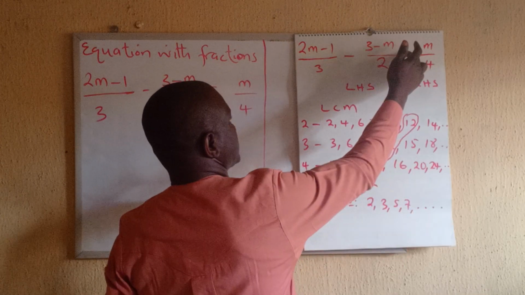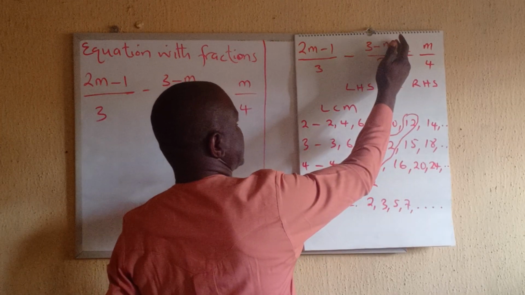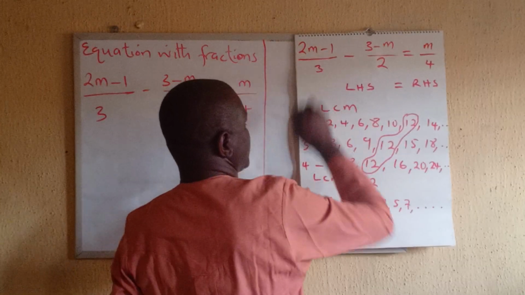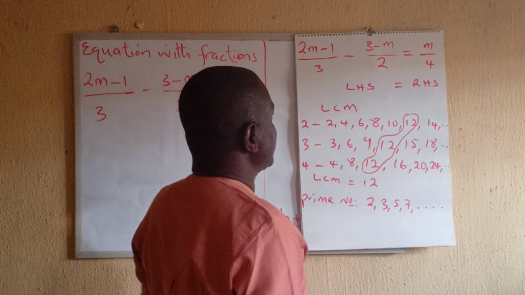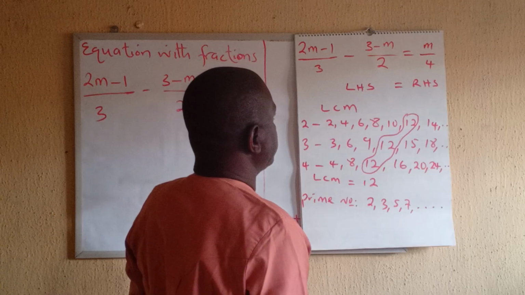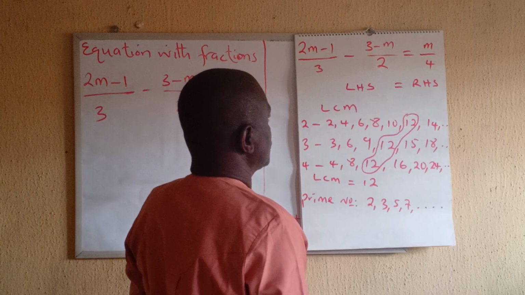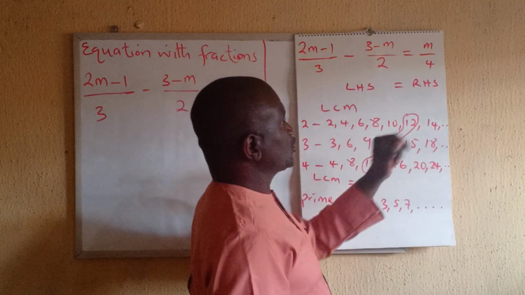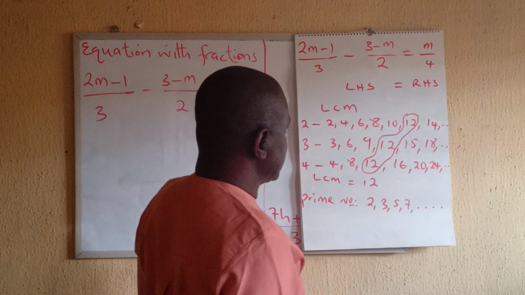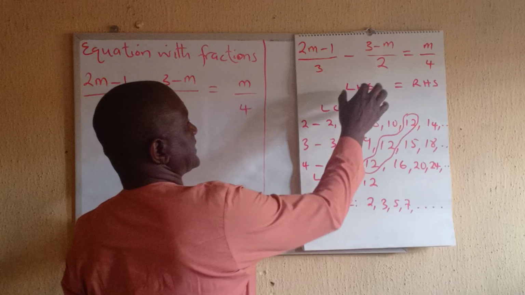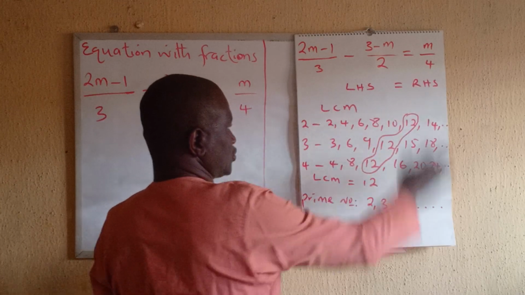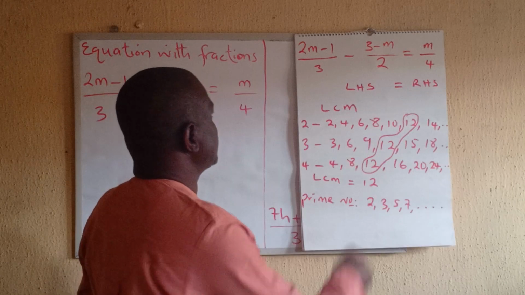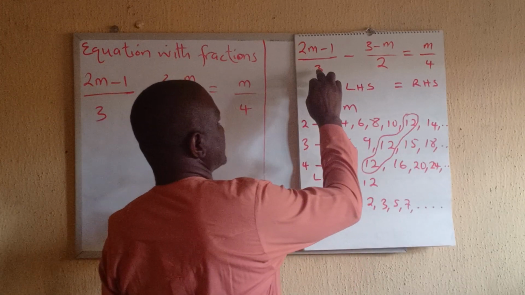Now, this equals to is the boundary. We have established that on my left hand side is 2m minus 1 all over 3 minus 3 minus m all over 2. Then equals to m all over 4 is on the right hand side. And we've said that left hand side is equals to right hand side. Now, before you solve this, you need to know the LCM.